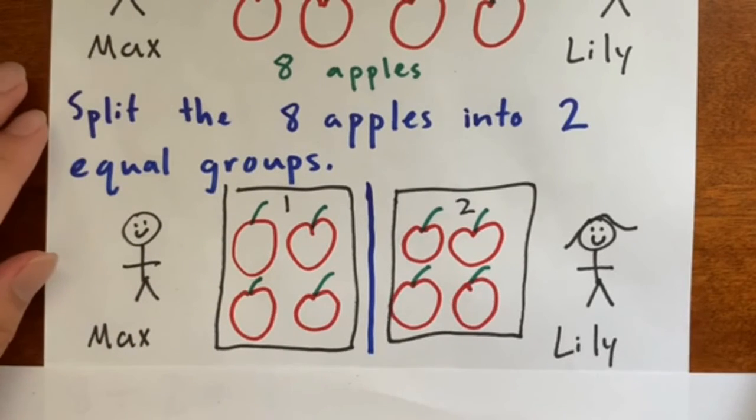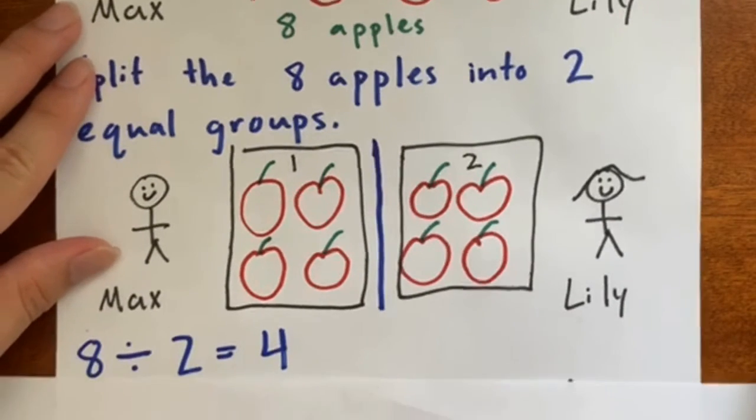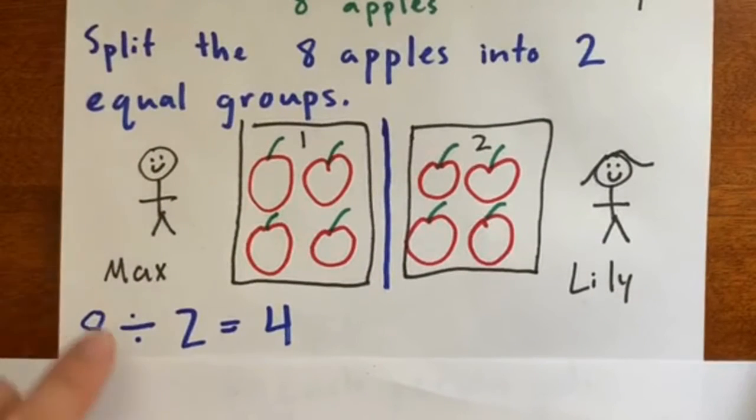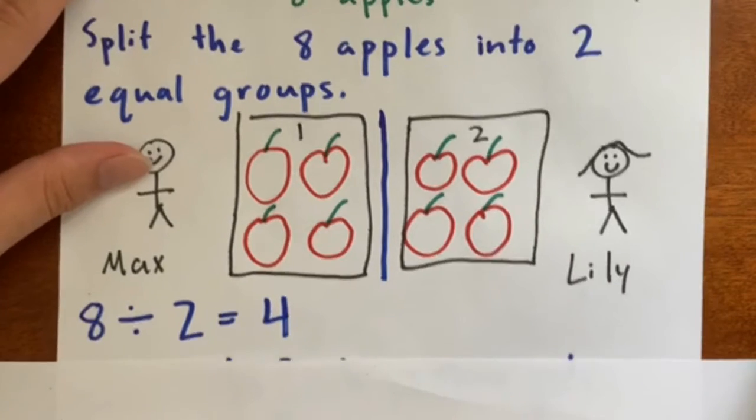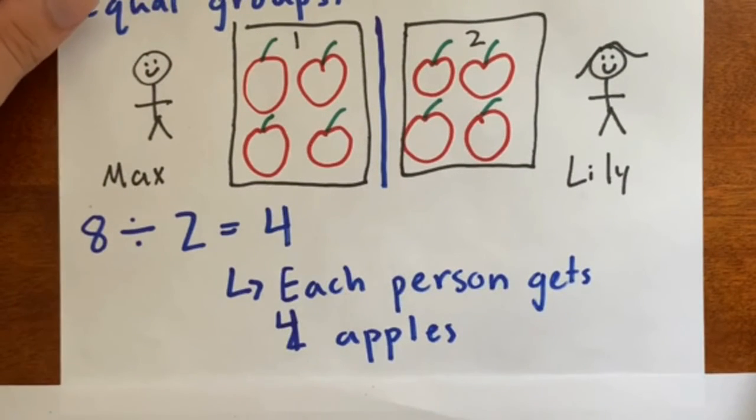Now the way to show this mathematically is with this expression right here, or 8 and then this symbol with the 2 dots and the line between them means divide. 8 divided by 2 equals 4. Or in the context of this problem, that means if we divide 8 apples into 2 groups, each group is going to have 4 apples. So that means each of Max and Lily will get 4 apples for themselves.